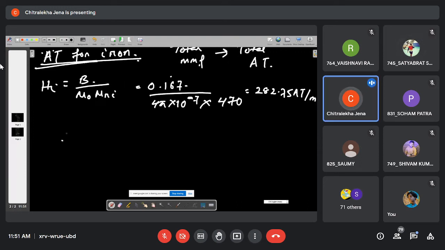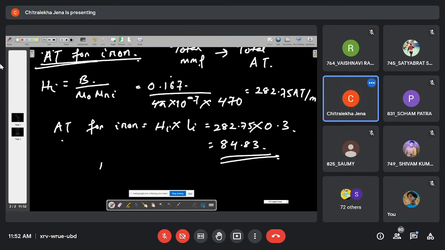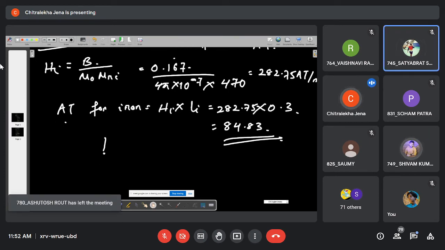So now we will get ampere turns for iron. Ampere turns for iron is equal to Hi into Li. So this is 282.75 multiplied with Li. What is the value of Li? 30 centimeter, convert to meters, 0.3. So this will be equal to 84.83. This is ampere turns for iron. Got it, all of you? Any confusion? No confusion, ma'am.